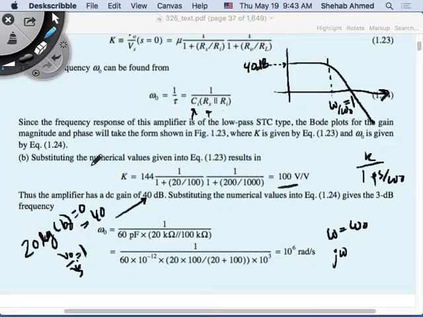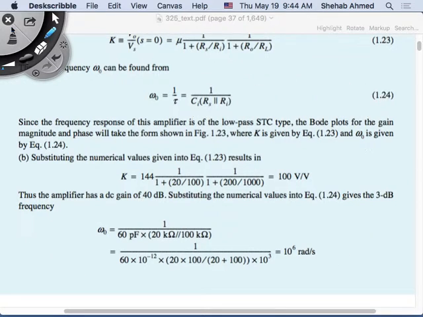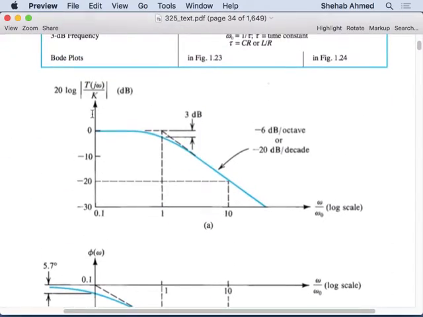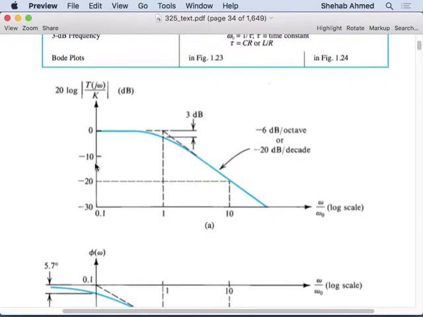Right? But we've simplified that. We know beforehand, since it fits this format of K over 1 plus S over omega naught, that the plot will look something like this. We know that the magnitude plot will look like this.